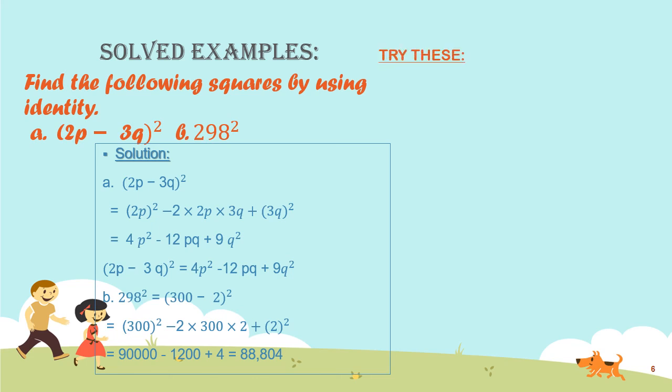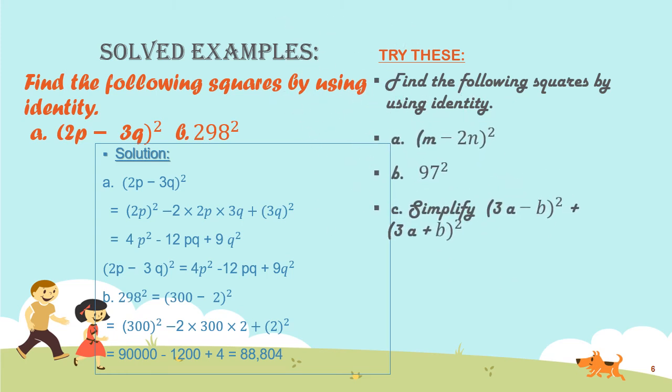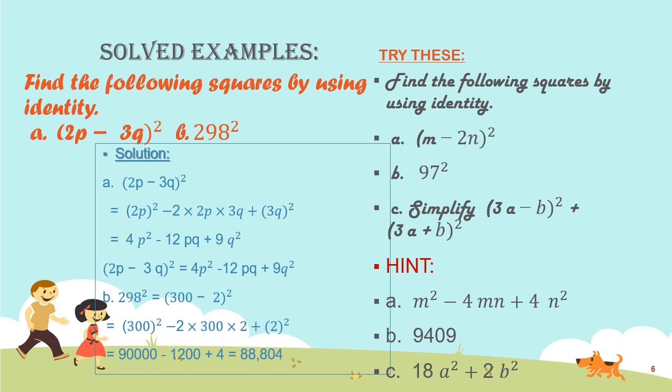Shall we try some questions now? Are you ready to solve the questions? Find the following squares by using identity. Question A, m minus 2n the whole square. Question B, 97 square. Question C, you have to simplify the expression 3a minus b the whole squared plus 3a plus b the whole square. Once you got the answer, you can check it here.